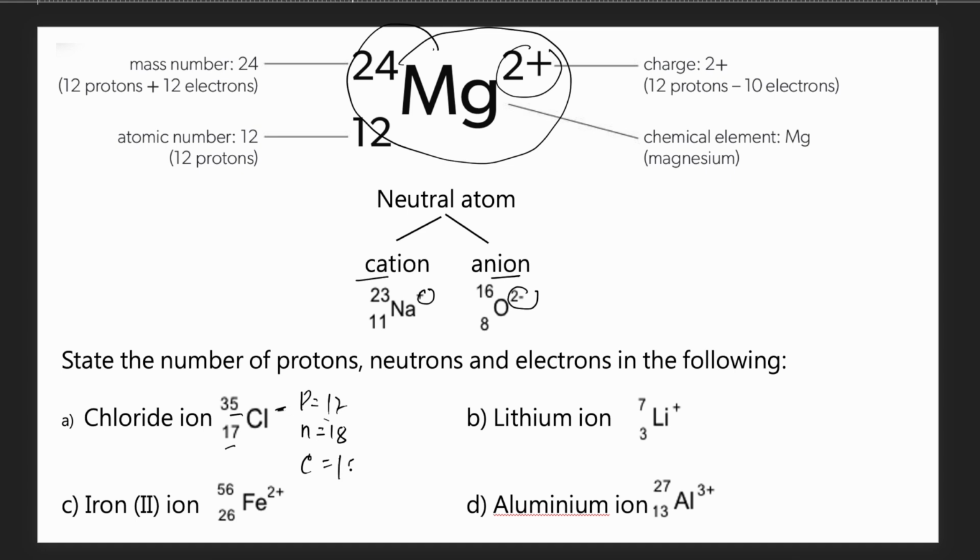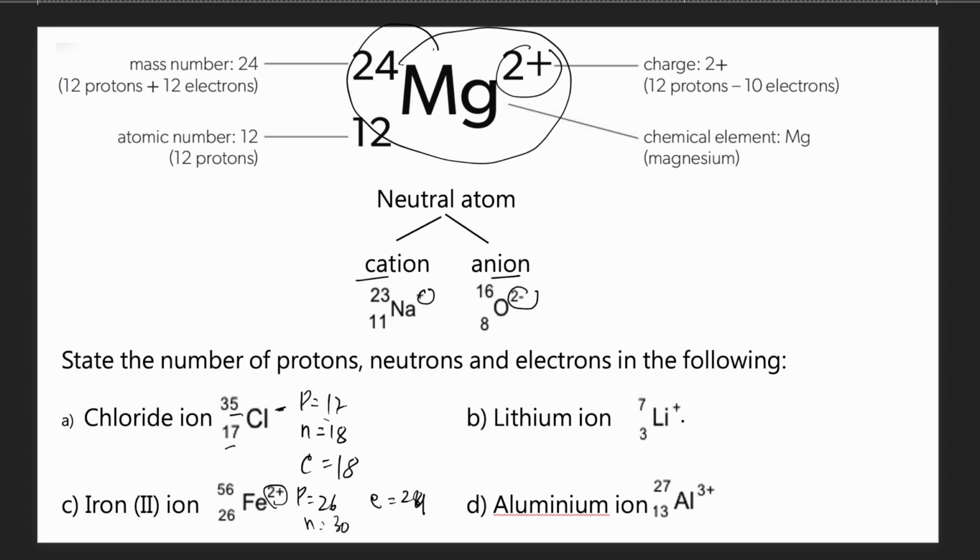So it's 18. And for this one, protons are 26. And then neutrons, 56 minus 26 is 30. And then electrons, 26, but it loses 2 electrons. So positive charge means losing electrons. Negative charge means gaining electrons, so it has extra electrons. So this would be 24, because it loses electrons.